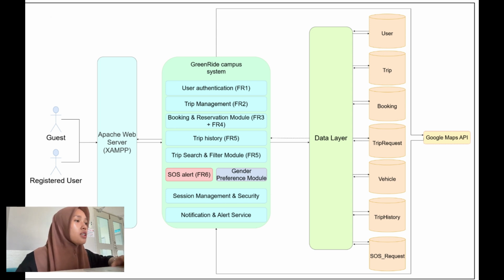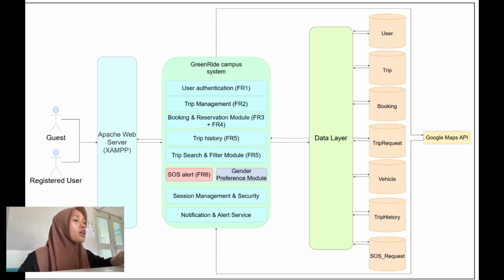In the middle is the Green Red Campus system, which contains the main functions of our application. These include user authentication for login and registration, trip management for creating and managing trips, booking and reservation for ride requests, trip history, trip search and filter, source alert, gender preference, session management and security, and notification and alert service.